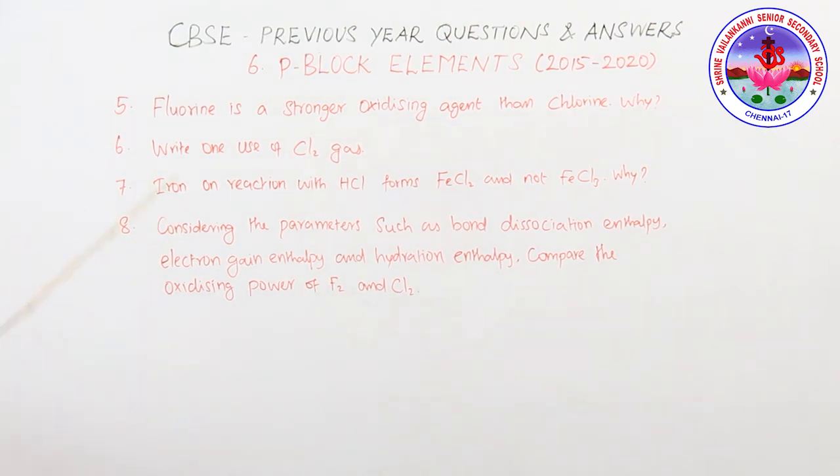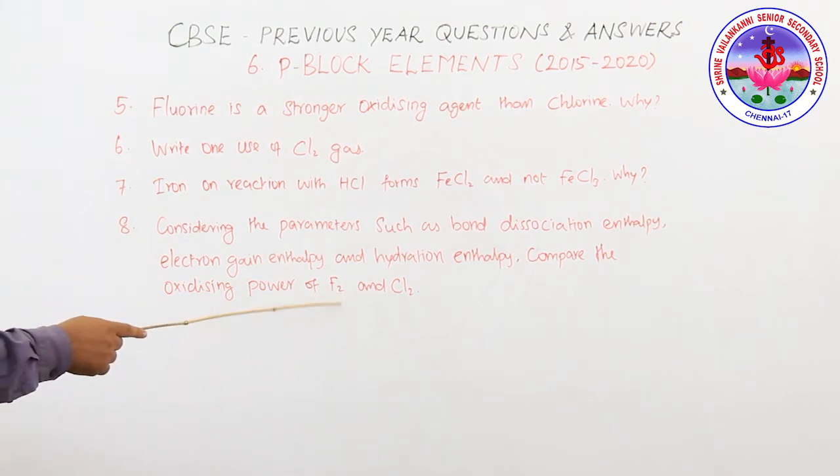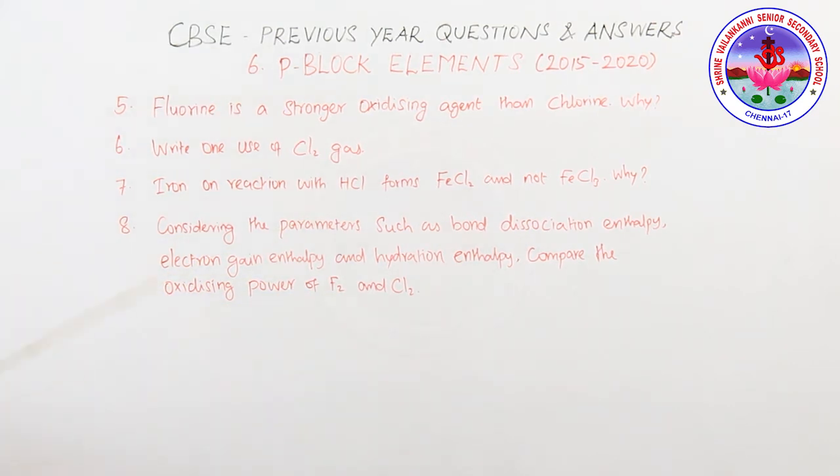So, I repeat this answer, the comparison of fluorine and chlorine for bond dissociation enthalpy, electron gain enthalpy, hydration enthalpy and oxidizing power. First, electron gain enthalpy: fluorine has less electron gain enthalpy than chlorine. Then fluorine has lower bond dissociation enthalpy than chlorine. Then fluoride ion has higher enthalpy of hydration than chloride ion. Then fluorine is a stronger oxidizing agent than chlorine because fluorine has the highest standard reduction potential. So, this is the answer.